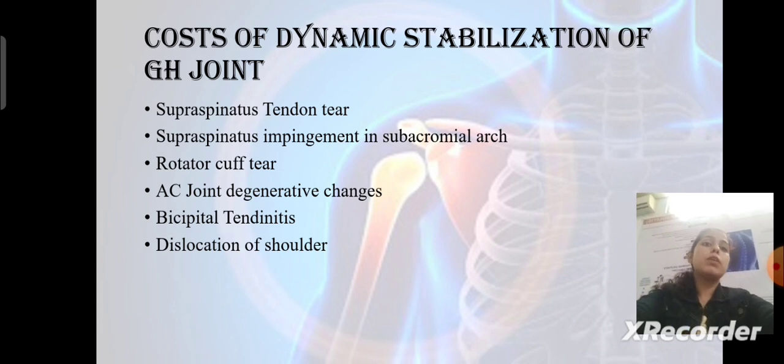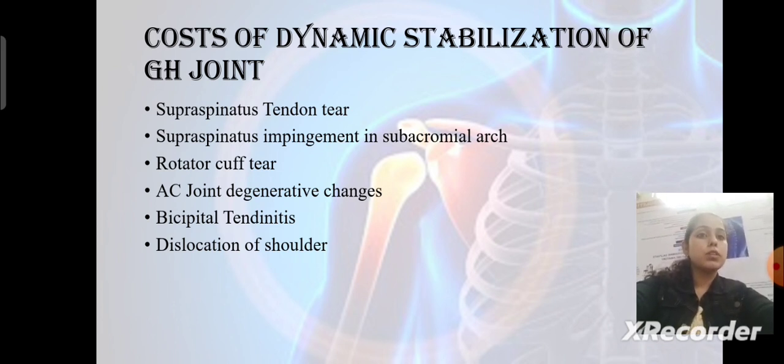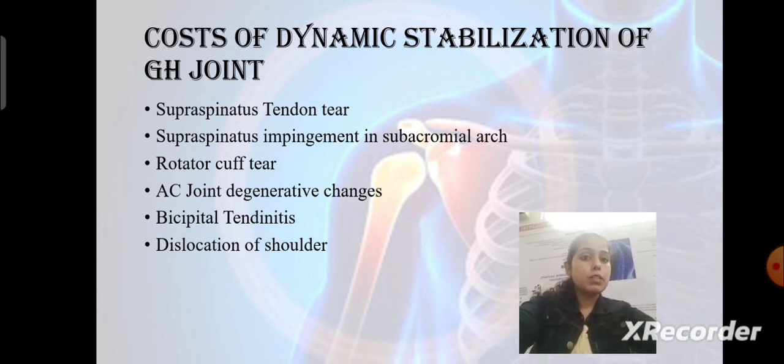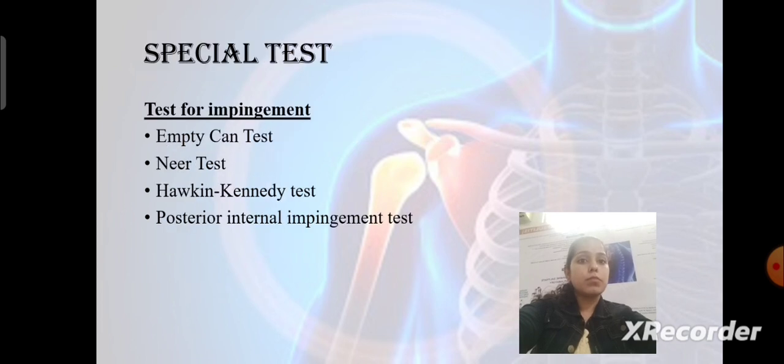Cost of dynamic stabilization failure of the glenohumeral joint can lead to: first, supraspinatus tendon tear; second, supraspinatus impingement in the subacromial arch; third, rotator cuff tear; fourth, acromioclavicular joint degenerative changes; bicipital tendinitis and dislocation of the shoulder. Special tests of the shoulder joint include the tests of impingement, which include the empty can test, Neer test, Hawkins-Kennedy test and posterior internal impingement test.